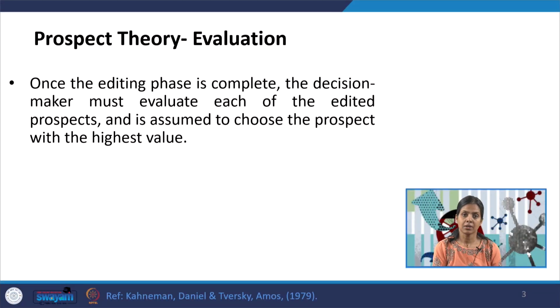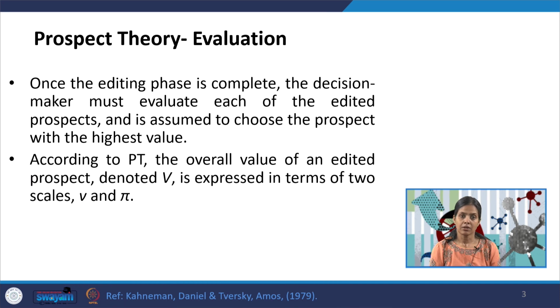Once the editing phase is complete, the decision maker must evaluate each of the edited prospects and is assumed to choose the prospect with the highest value. According to prospect theory, the overall value of an edited prospect, denoted by V, so this is the value function, is expressed in terms of two scales, small v and pi. This is the value scale, this is the decision weighting scale, together they constitute the value function.